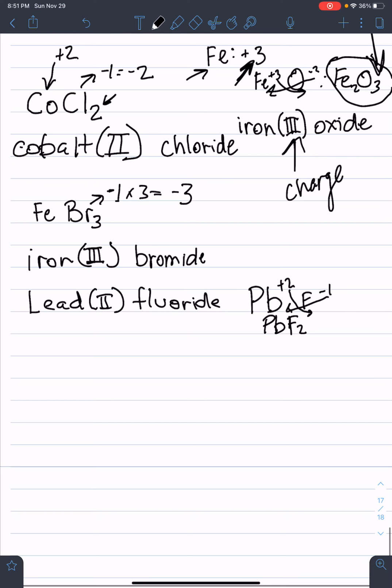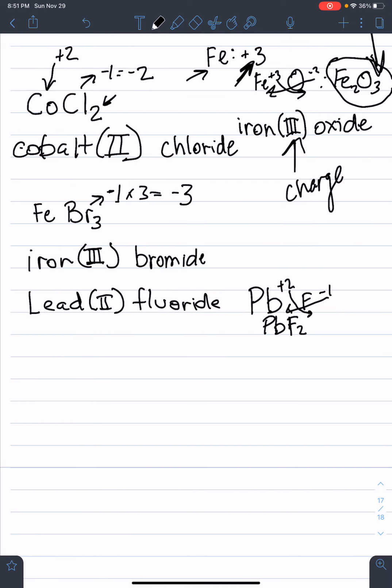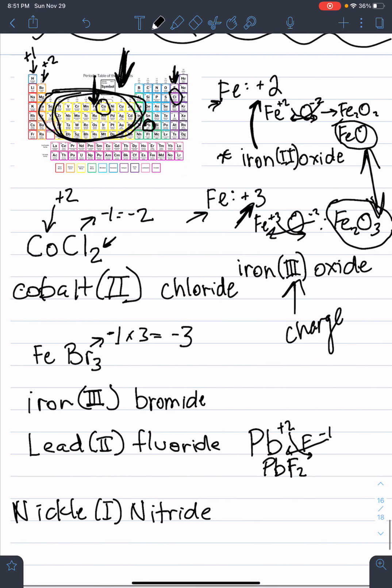Let's look at another example. Let's do nickel 1 nitride. So nickel on our periodic table is, I think it's somewhere in the middle, because we're doing transition metals. It might be covered up by the writing. So it's going to be somewhere in the middle here. Oh, it's right here. So its symbol is Ni.